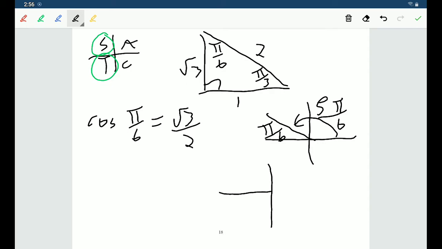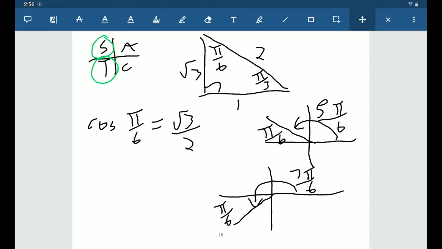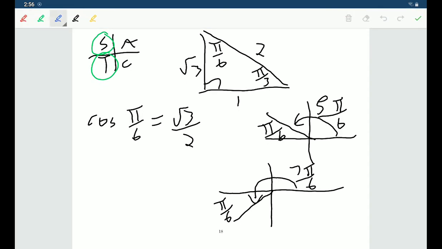And if you were in quadrant 3 and your reference angle was pi over 6, then u would be the angle 7 pi over 6, and that would be another solution. So we have two solutions so far. One solution would be 5 pi over 6. That would be something where cosine is negative root 3 over 2. 7 pi over 6 would also be a number where cosine is negative root 3 over 2.